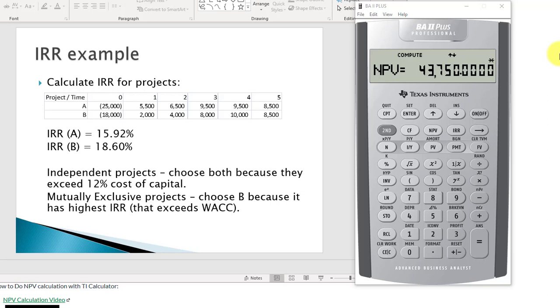Okay, in this quick video, we're going to take a look at computing IRRs with a TI BA2 Plus Professional. I think the same keystrokes would work for any TI BA2 Plus and maybe even your HPs.